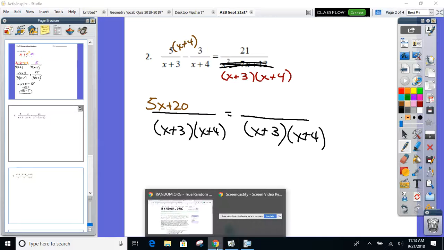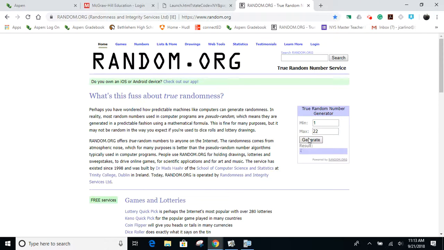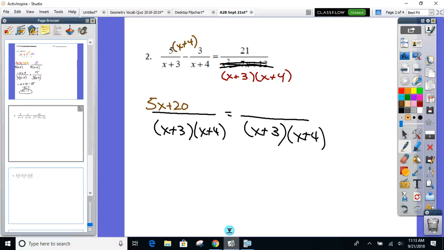Second fraction, multiply it by what here? X plus 3. Nice job. Anybody going to catch this on me? Distribute the negative 3. So minus 3x minus 9.